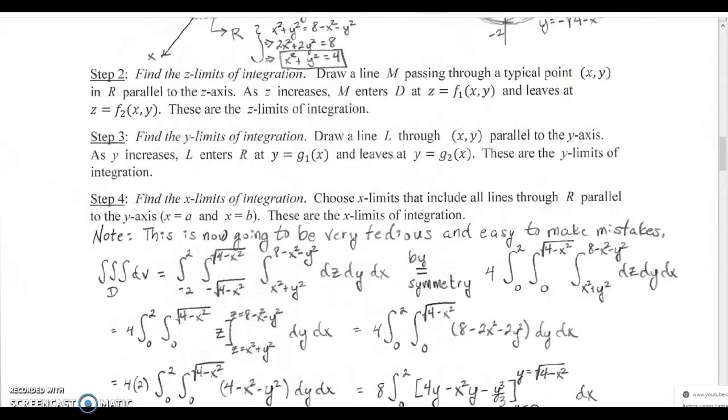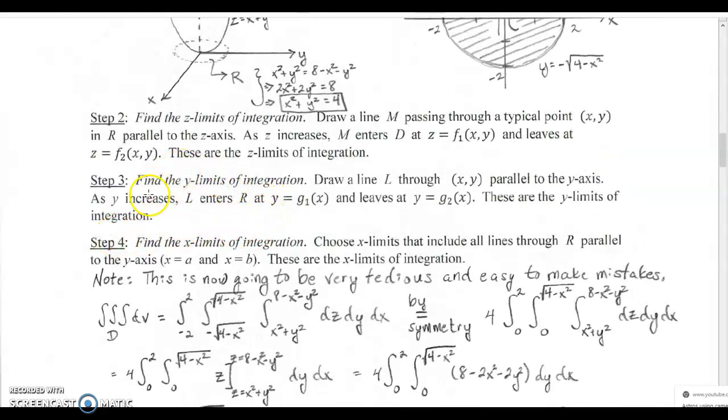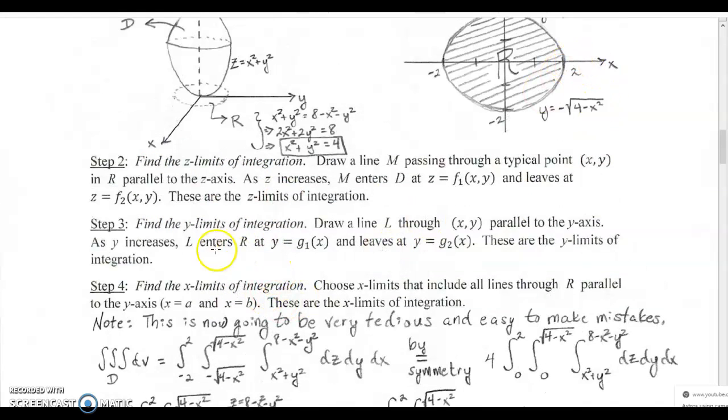I kind of explained all that in steps 2 and 3 here. First I found the z limits of integration, then the y limits of integration, and then I want to find the x limits of integration. When I'm finding the area of the region, I think of steps 3 and 4 as kind of being one thing, and I actually almost think of step 4 first. This is really how your author said to think of it, and if you're looking for a rigorous step-by-step method, this is the way to go.